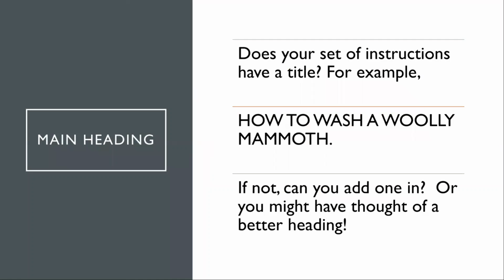So the first area we're going to look at is the main heading. So I would like you to have a little look at your set of instructions. Does it have a title telling you what the instructions are going to be about? For example, how to wash a woolly mammoth. If not, can you go and add one in? Or you might have suddenly thought of a more exciting heading that you would rather use, which is fine. You can go back in and edit your work.